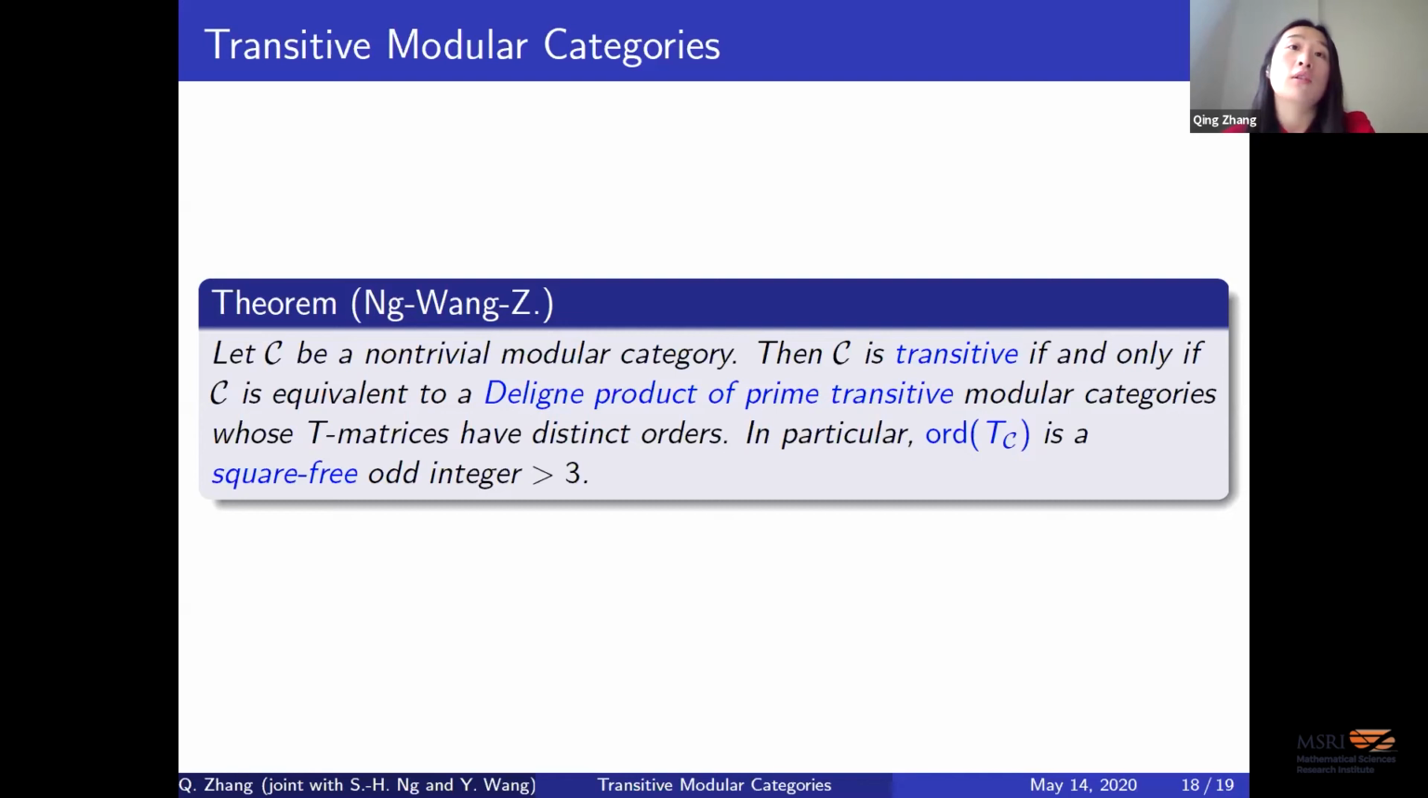And the T matrices all have distinct orders. In particular, the order of T is a square-free odd integer greater than 3. Combining this theorem with the previous result, we know that all transitive modular categories can be given by PSU2 level P-2 up to Galois conjugation.